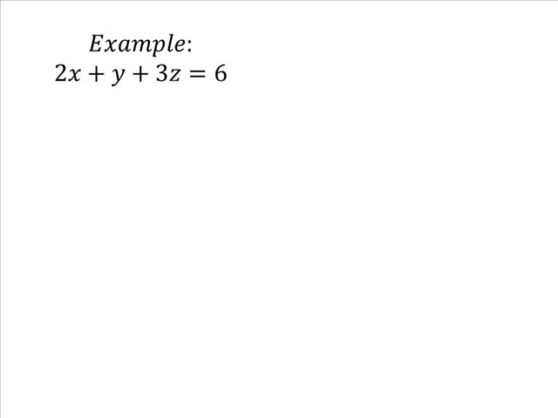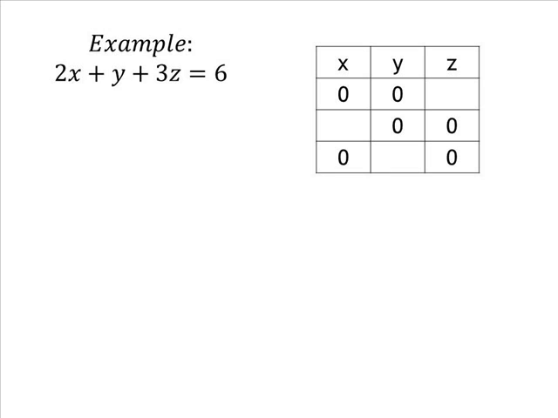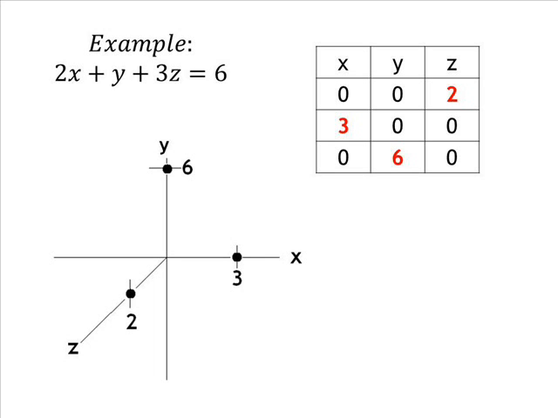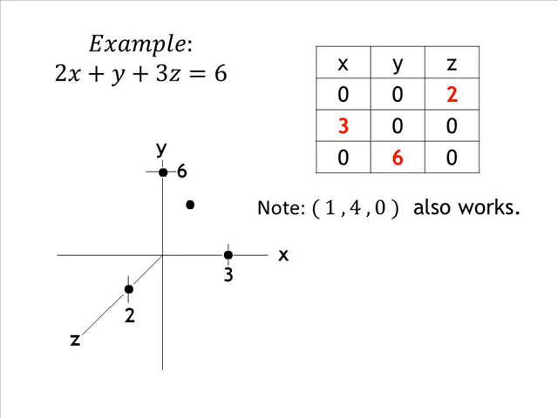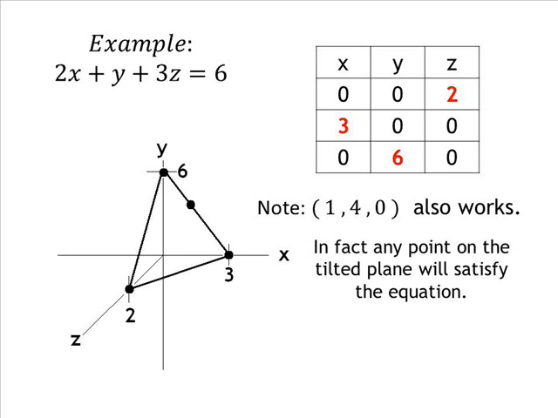In this equation, what would z have to equal if x and y were both 0? I hope you said 2. What if y and z were both 0? Well, then x would have to be 3. And finally, if x and z were 0, y would have to be 6. Now, if we graph these points on a 3D grid, we can clearly see that they are not forming a straight line. Notice that, for example, (1, 4, 0) would also satisfy our equation, and in fact, any point on this tilted plane would work.